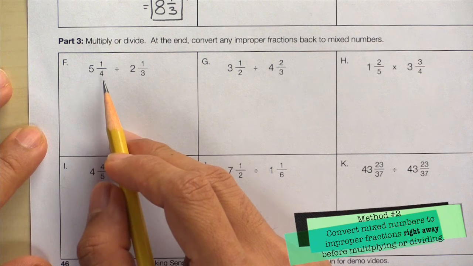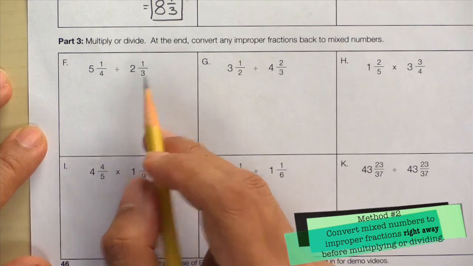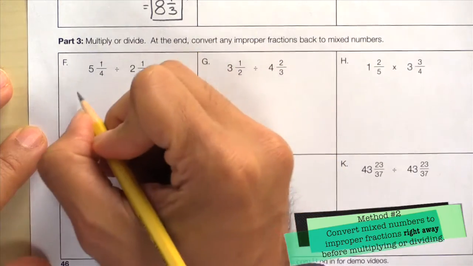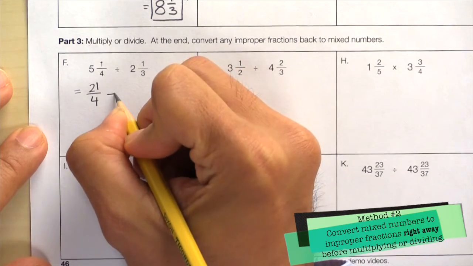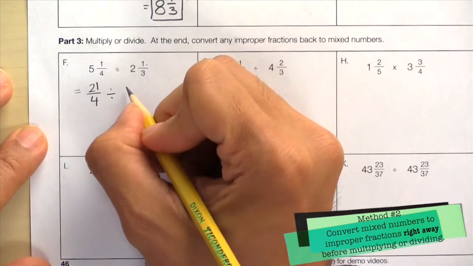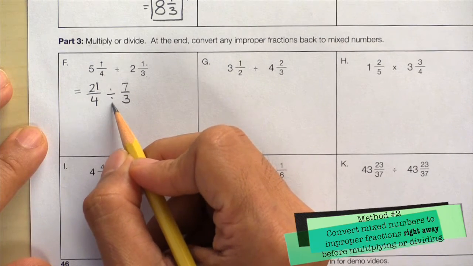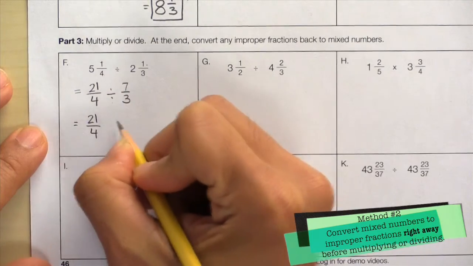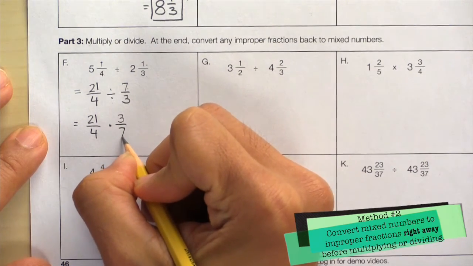Here's letter F, 5 1/4 divided by 2 1/3. Let's convert to improper fractions right away. 5 times 4 is 20, plus 1 is 21. Next line we have 21/4 divided by 2 times 3 is 6, plus 1 more is 7. So we have 7/3. Let's rewrite this as a multiplication problem. So we have 21/4 times, take the reciprocal, we have 3/7.